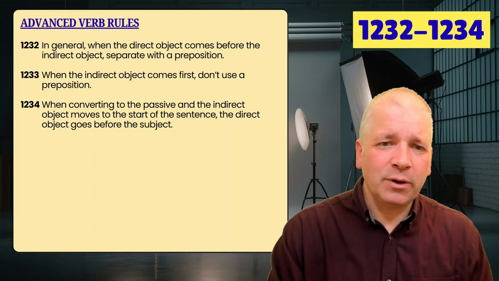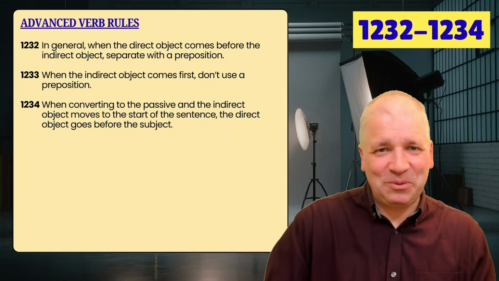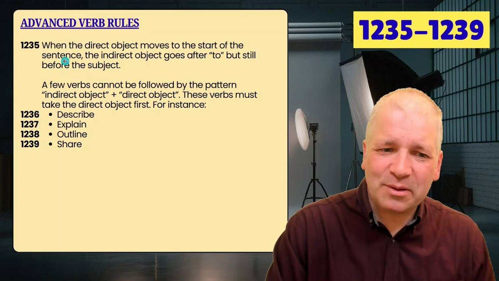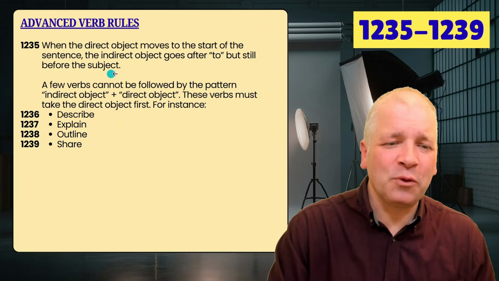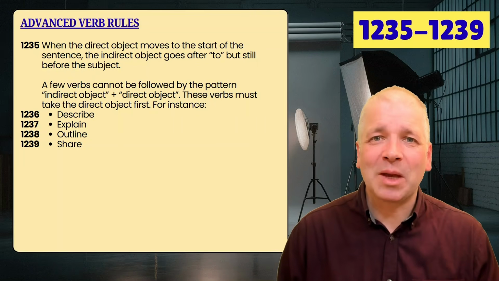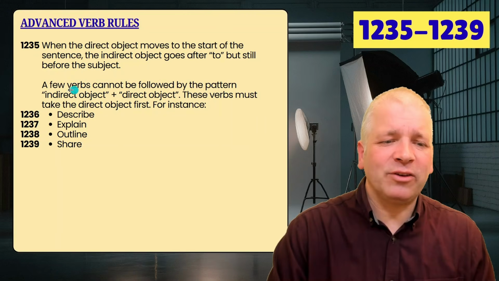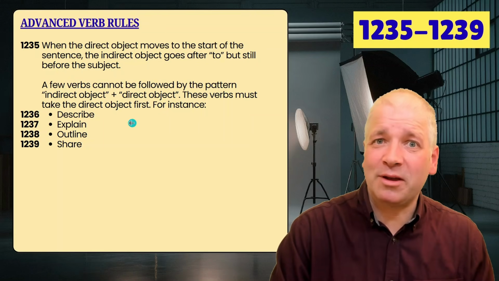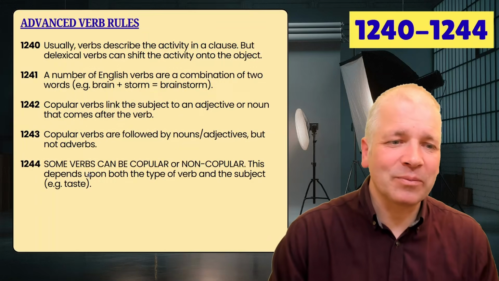I was given a car by the garage. When the direct object moves to the start of the sentence, the indirect object goes after to, but still before the subject. A car was given to me by the garage. A few verbs cannot be followed by the pattern indirect object and direct object. These verbs must take the direct object first. Describe, explain, outline, and share are the main ones.